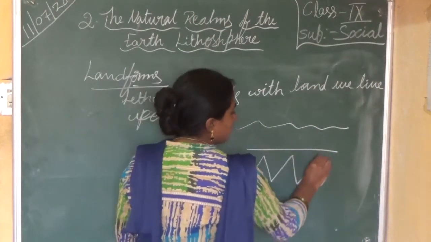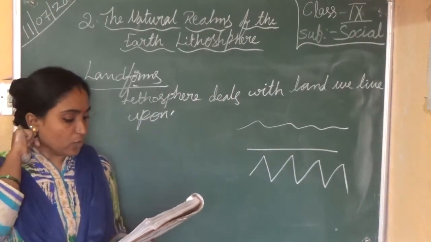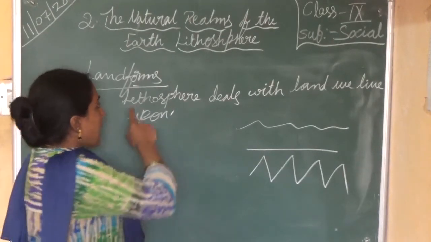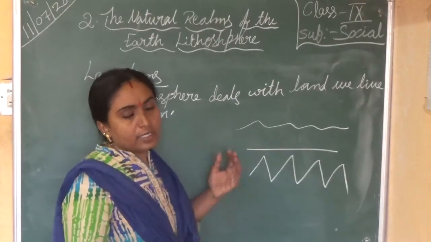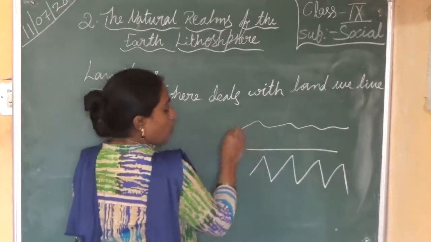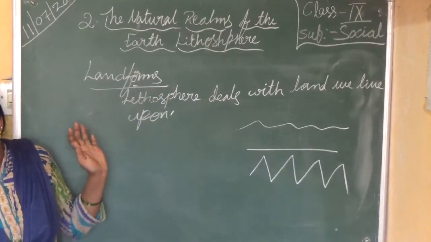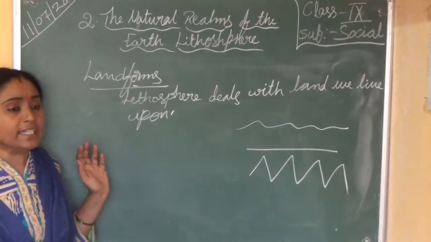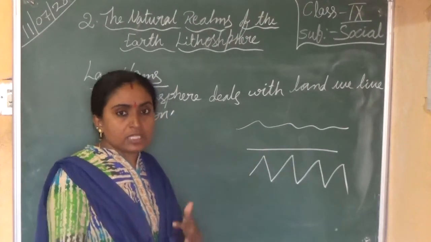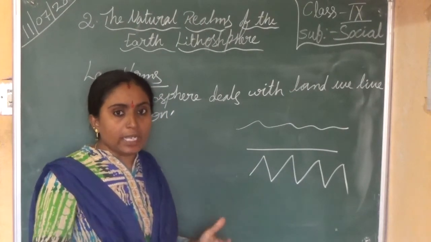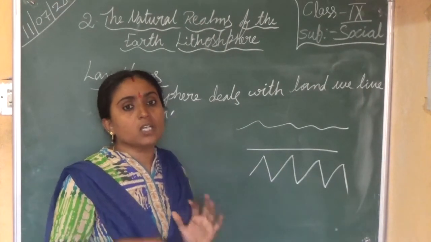Landforms, mountains. Mountains we have on this land. Then there are continents, and the water is also filled in the landforms, nothing but oceans. Oceans also we have in these landforms. And continents, what are continents? Where we are living, using the earth to live. Those are called the continents.